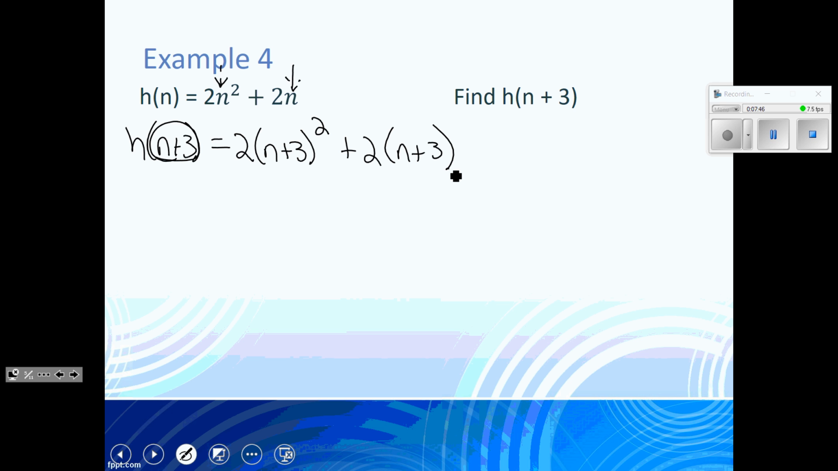Does everybody understand what I did? I still have the same function, except what did I do with the n? I took the n out, and in its place, I plugged in n plus 3. Okay? So we're going to evaluate this. We've got to simplify it. What does that mean I do with this? Do I distribute the 2 to each of those? No, you've got to write it twice. So this is going to be n plus 3 times n plus 3 plus 2 times n plus 3.